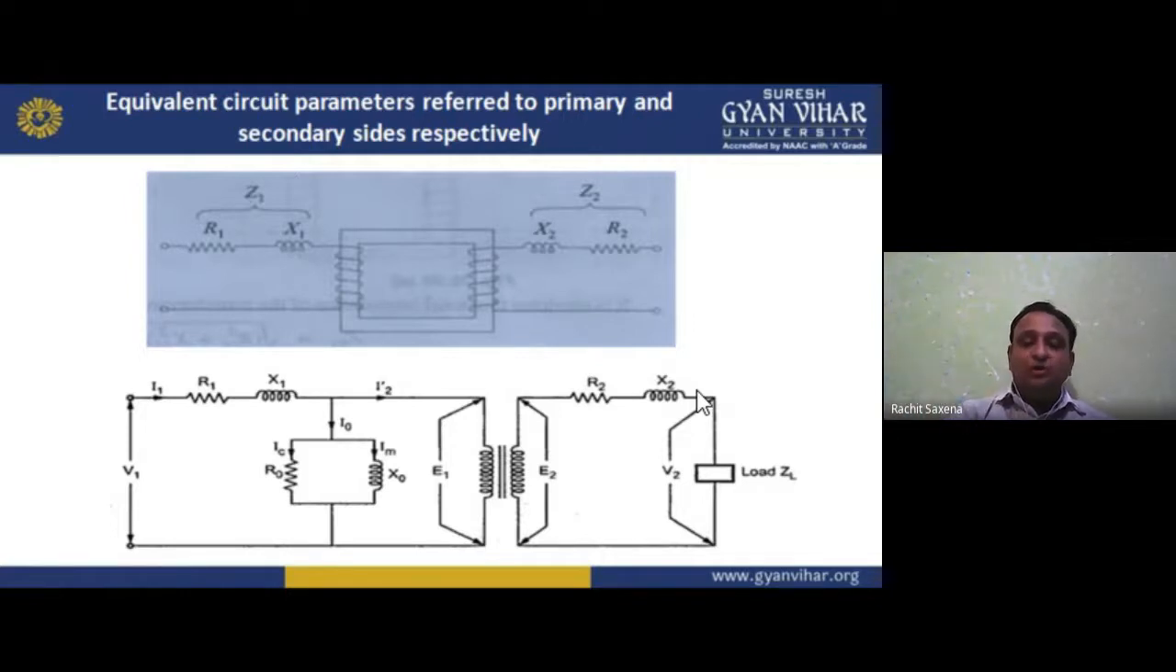So I2 dash will also create phi 2 dash flux, and phi 2 flux are opposite to each other, so they will cancel out, and the remaining flux, the working flux, is basically the phi 1 flux of the primary. Okay, so I hope you understand.